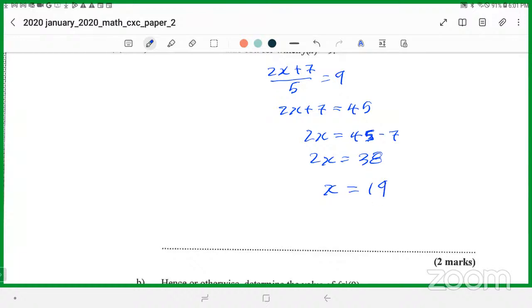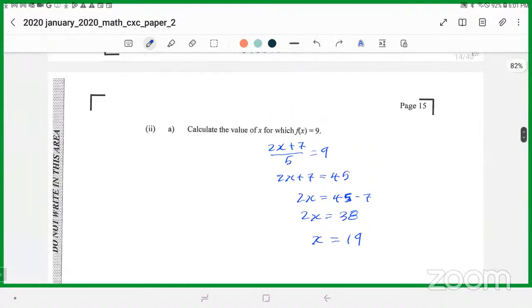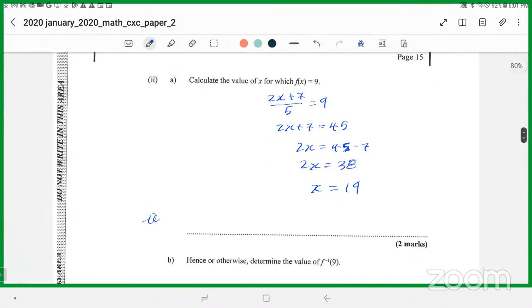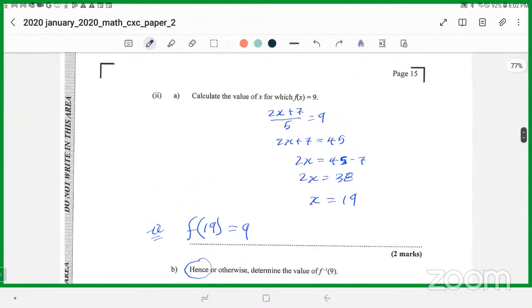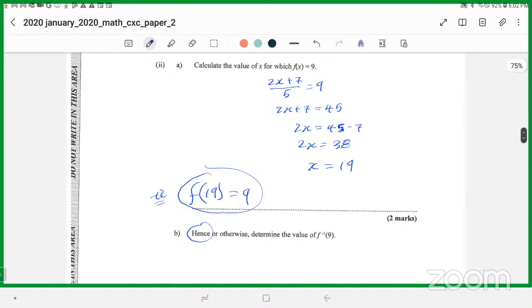Are you good with that? Yes, sir. This simply means, see this? The x right here is 19, you know? So this means we can write, i.e., f of 19 is equal to 9. Why did I write that? Because it becomes useful in this part of the question, which says hence or otherwise. Hence is always easier because you're using the result from here, which is to recognize that if f of x equals 9 and you get x equals 19, it therefore means that f of 19 is 9.